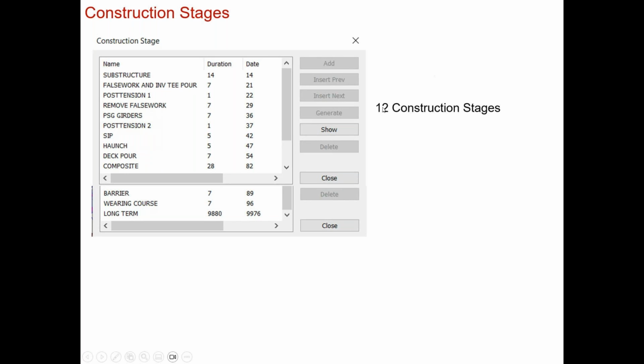We have a total of 12 construction stages here, going from the substructure to the false work, casting the beam, post-tensioning first tendons, and then removing the false work, applying the bulb T girders, post-tensioning the second portion of tendons, and then applying the loads for the deck pour, stay in place, haunch deck load, and then activating the composite action for the bulb T girders. Then finally the barrier, the wearing course, and the long-term effects.